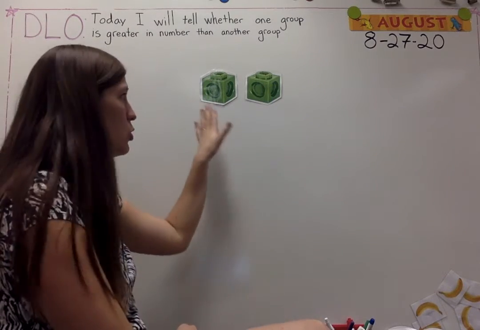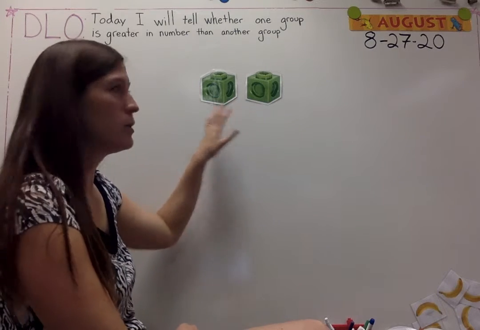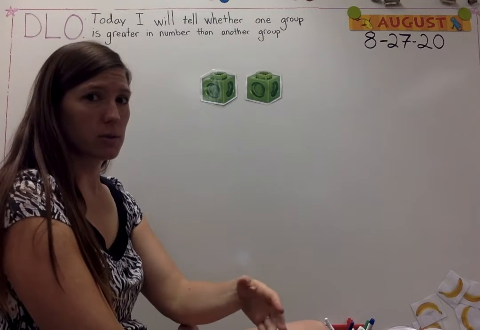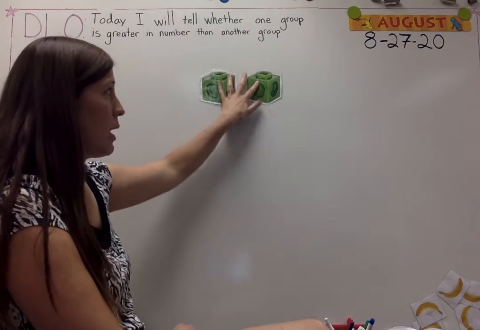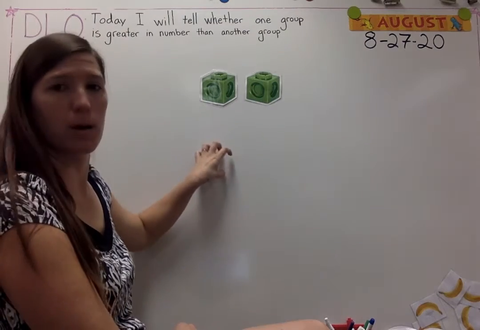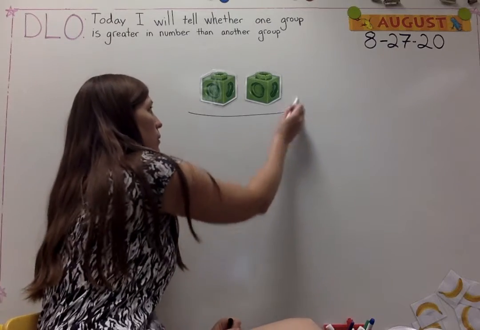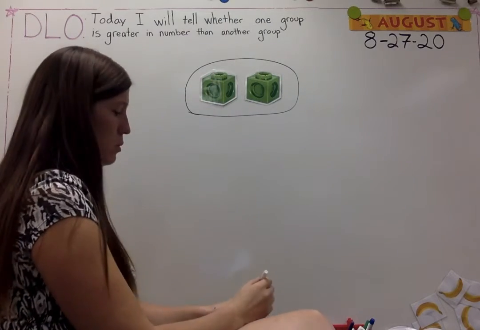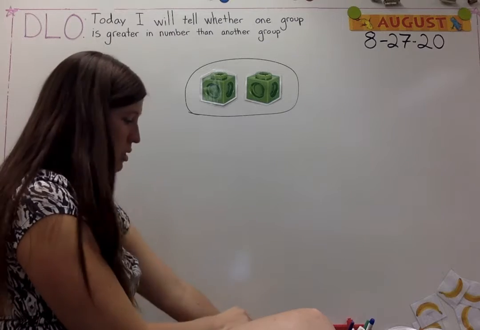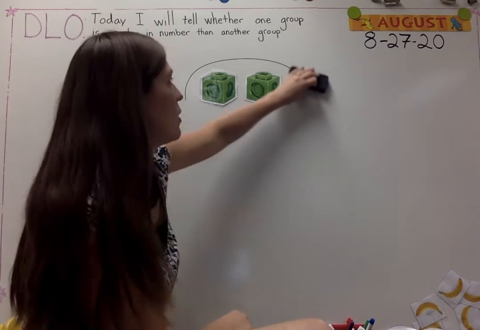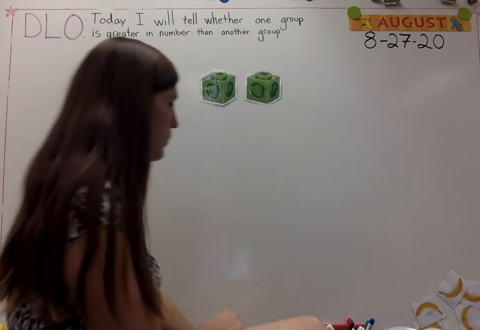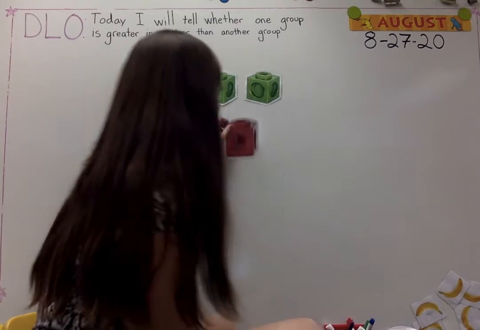I have 2 green cubes up here and nothing else. So that would be greater than nothing. What number means nothing? 0. If they are greater, I'll circle them. There's nothing else to match them up to. Thought I could trick you with that one. Maybe I didn't. How about now?